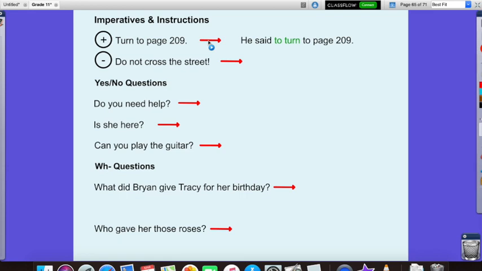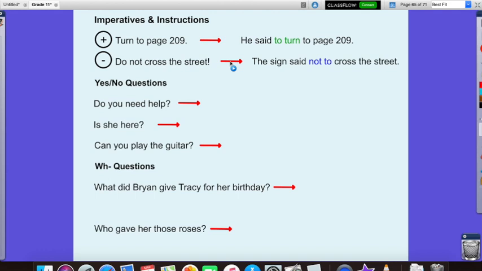Now let's look at negative commands. Maybe you're reading a sign that says, do not cross the street. How do you report that? The sign said not to cross the street. An imperative will always be in the present. Stop, go, shut up, don't. When you are reporting a negative imperative, all you have to do is add not before the base form of the verb.